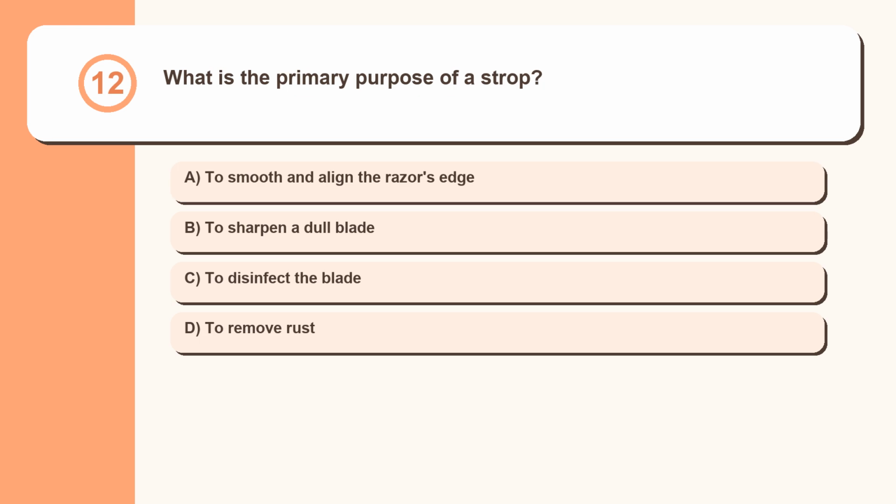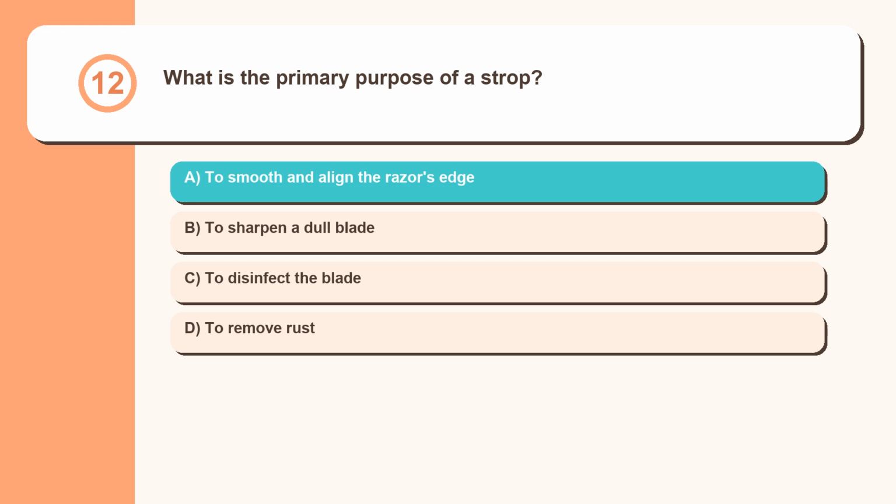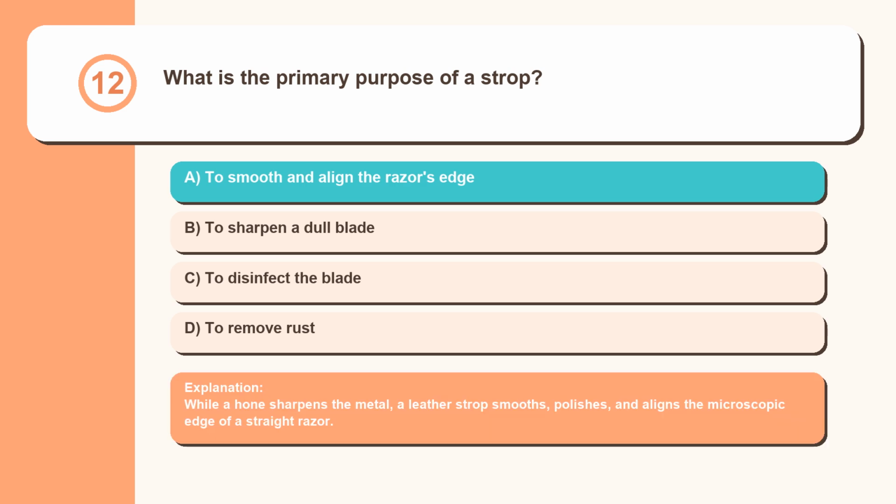Question 12. What is the primary purpose of a strop? To smooth and align the razor's edge, to sharpen a dull blade, to disinfect the blade, to remove rust. While a hone sharpens the metal, a leather strop smooths, polishes, and aligns the microscopic edge of a straight razor.